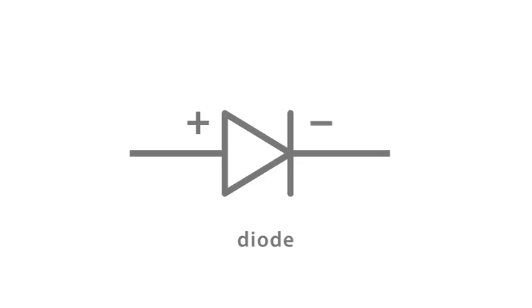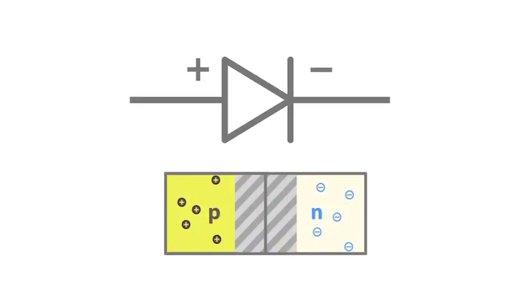This is the circuit symbol for a diode. A diode is made from a piece of P-type material joined to a piece of N-type material. The wide end of the triangle is called the anode and is the P-type section of the diode. The other end is called the cathode and is the N-type section.